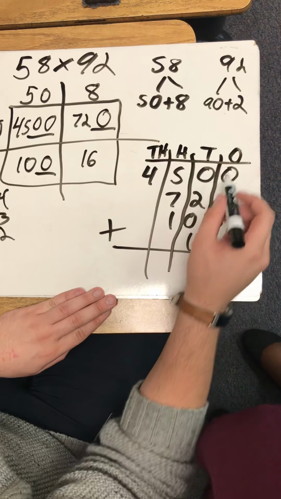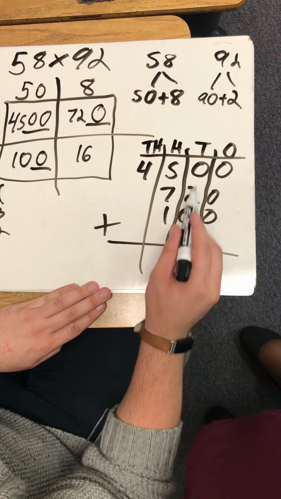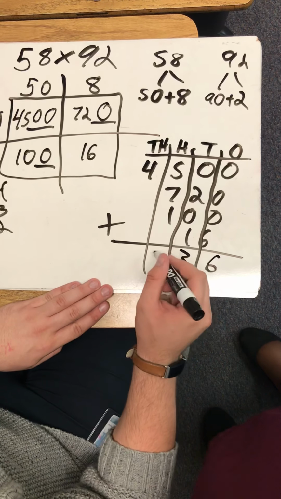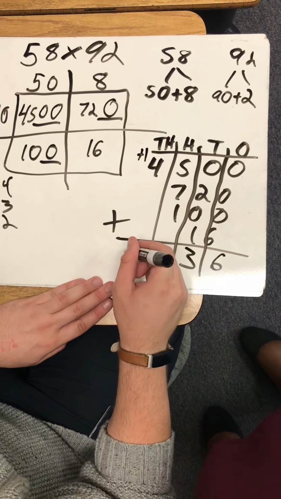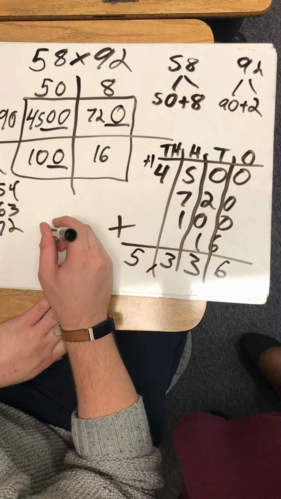Whenever I add them all up, 0 plus 0 plus 0 is 0, and the 6 comes down. 2 plus 1 plus 0 plus 0 is 3. 5 plus 7 plus 1 is 13. I need to regroup my 1. 1 plus 4 is 5. I find that I have a product of 5,336.